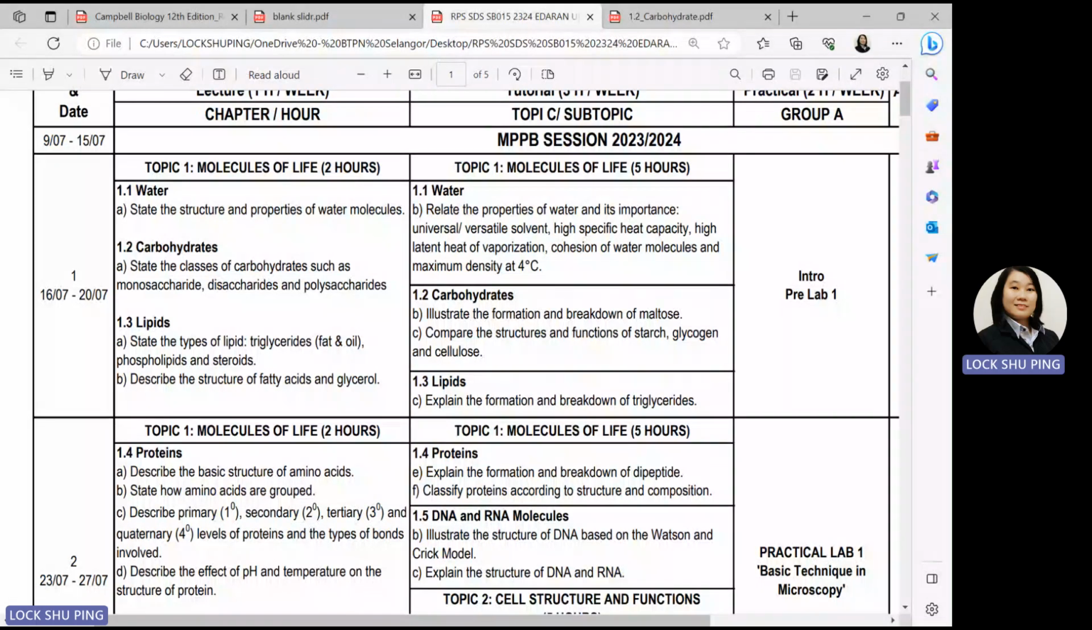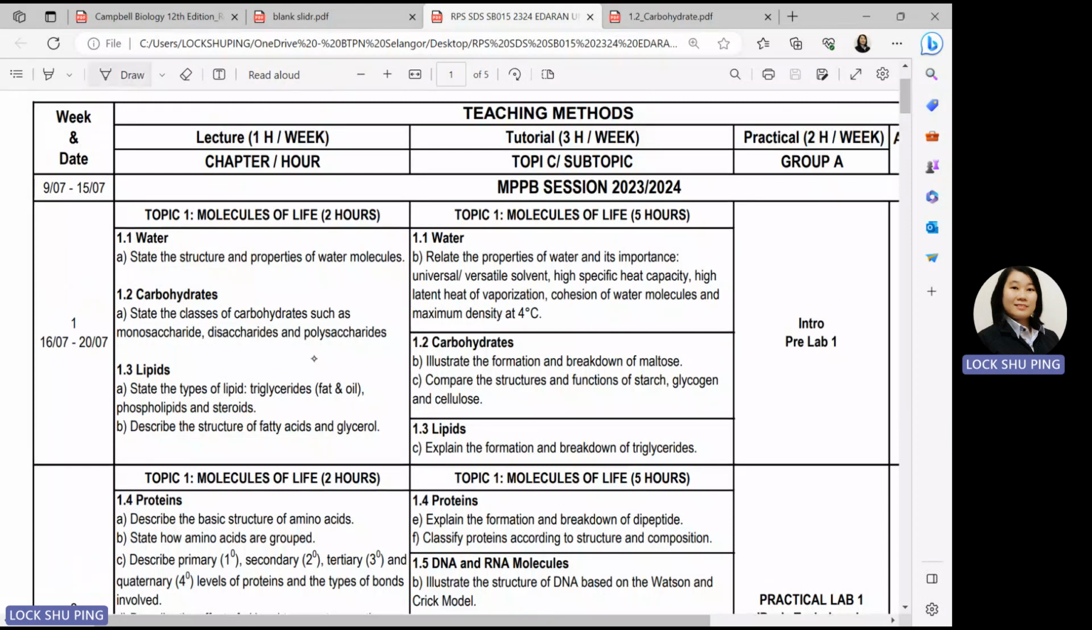Okay, so if you look at the learning outcome here, you're going to notice that today we're going to discuss the week 2 title, which is carbohydrate. Under the tutorial, we have two main subtopics: one, discuss the formation and the breakdown of maltose; second, compare the structures and functions of starch, glycogen, and cellulose.